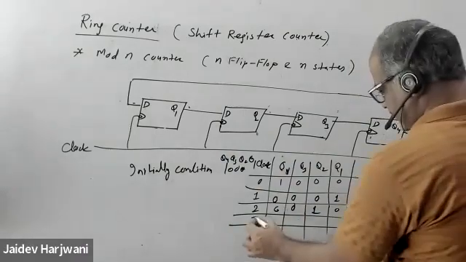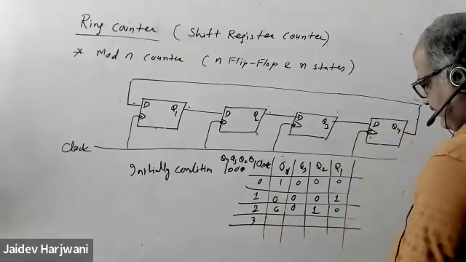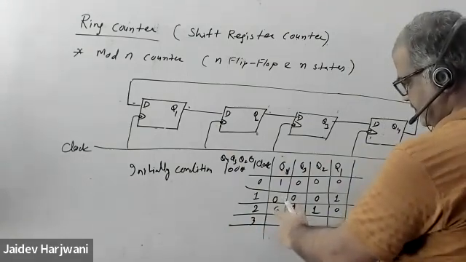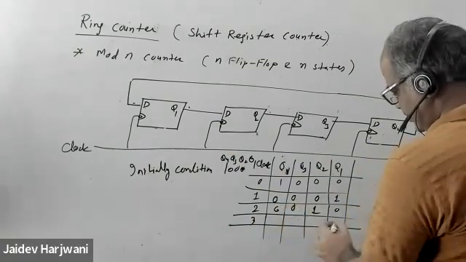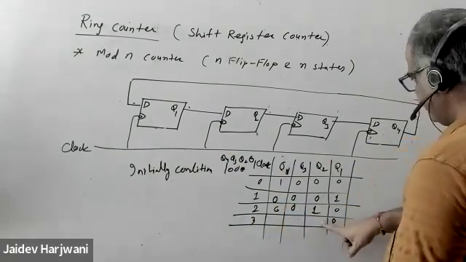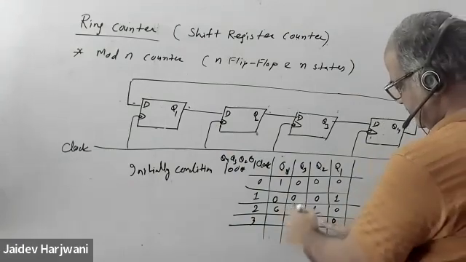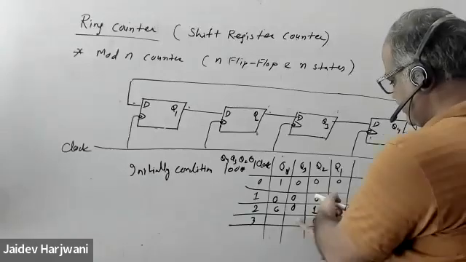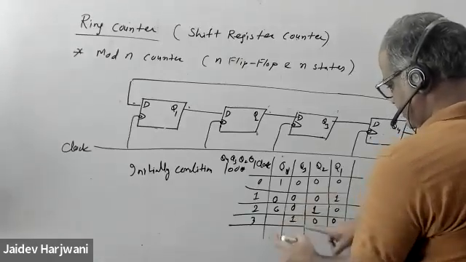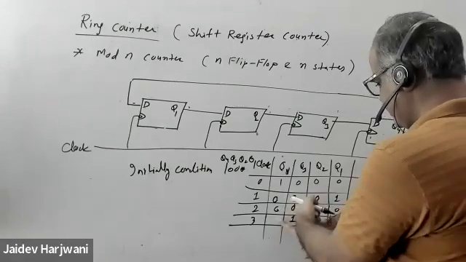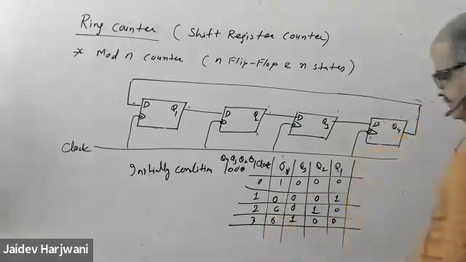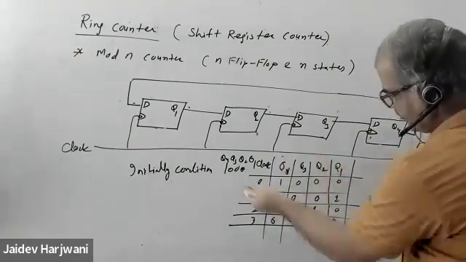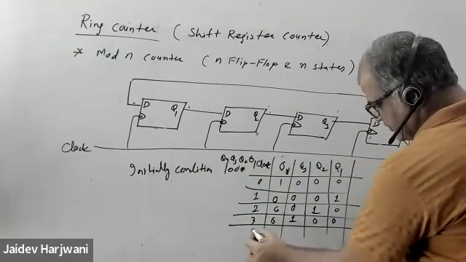Now if you take the third clock, the Q1 input is Q4, which is 0, so this remains 0. Q2 input is Q1, which was 0, so this becomes 0. Q3 input was Q2, which is 1, so this becomes 1. Similarly, Q4 input is Q3, which was 0, so this becomes 0. So this one keeps on shifting. If you don't understand, you can make Q1 go to Q3, Q4, then you can understand better.